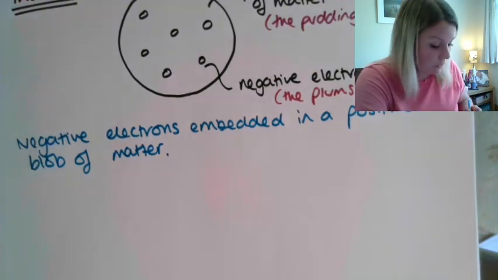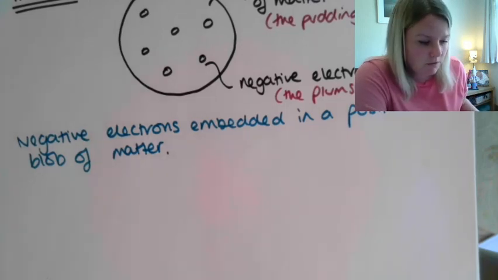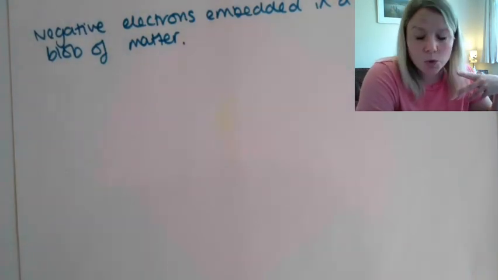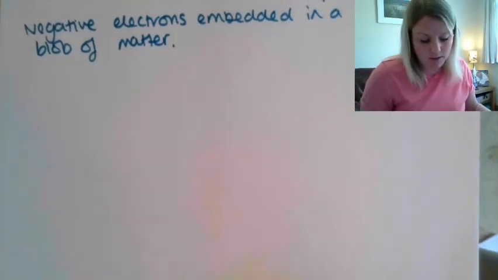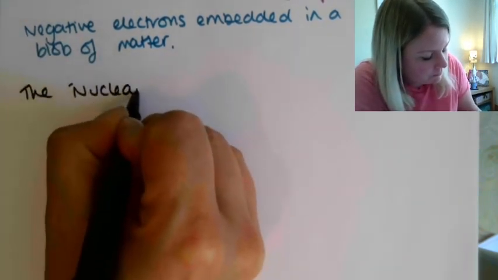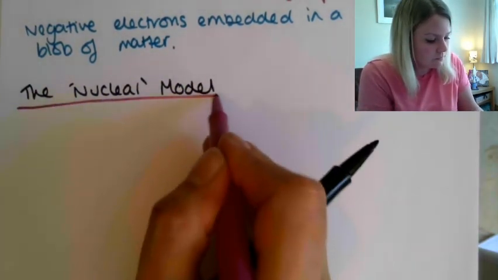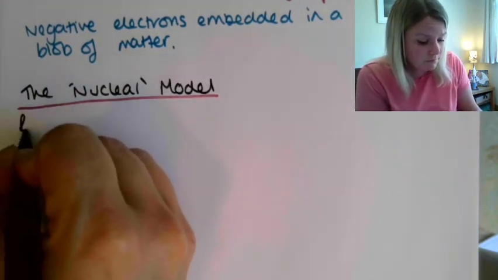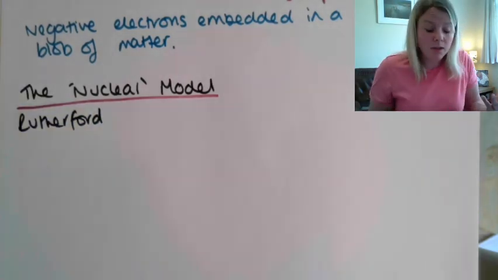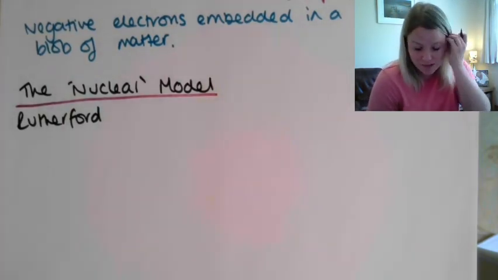Okay, now the next thing that we need to know about is the current model of the atom. It's either called the nuclear model or it can be called Rutherford's model because he was the guy that came up with it. So the nuclear model, we need to know about it. Same idea. We need to know that it was Rutherford, and we need to be able to describe it as well as draw a sketch of it or label a sketch of it if we were given it.